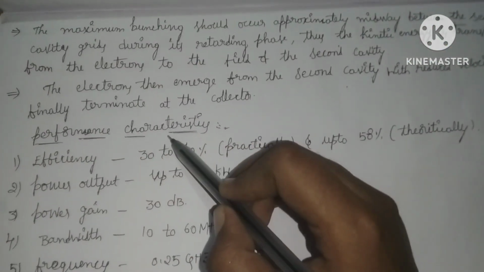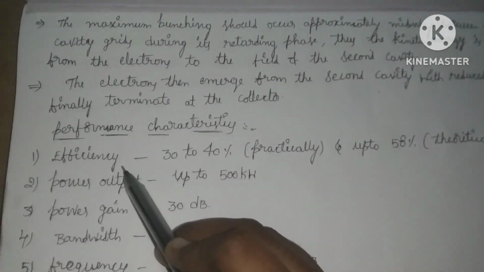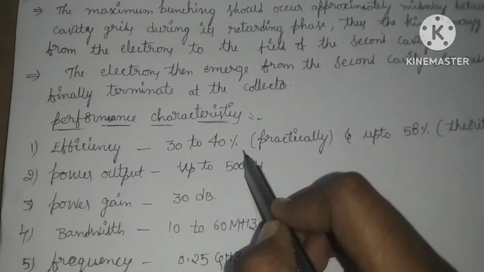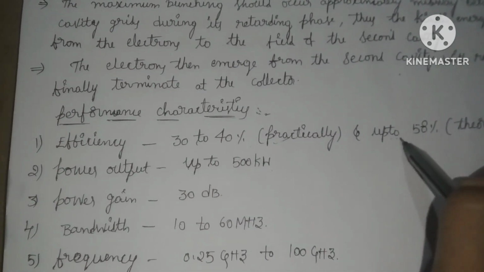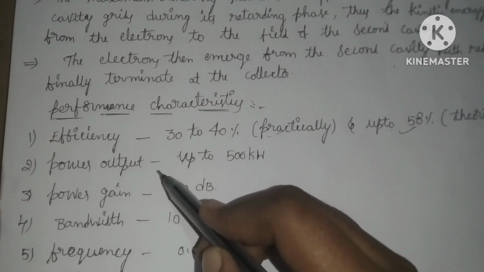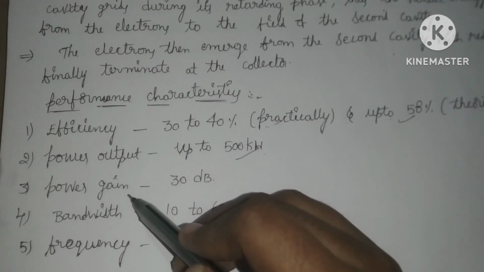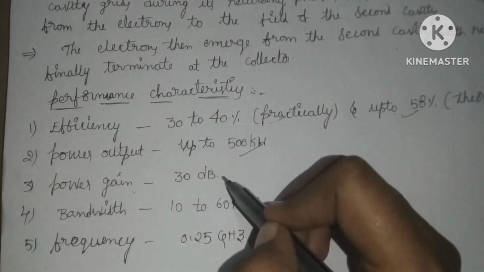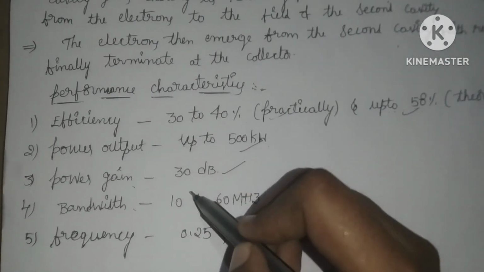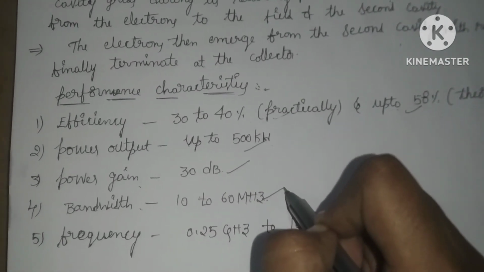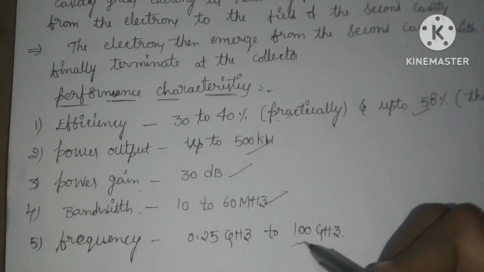The performance characteristics of the two cavity klystron amplifier are that it has an efficiency of 30 to 40% practically, and 58% efficiency theoretically. The power output of the klystron amplifier is up to 500 kilowatts, the power gain is up to 30 dB, the bandwidth is 10 to 60 megahertz, and the frequency is 0.25 GHz to 100 GHz.